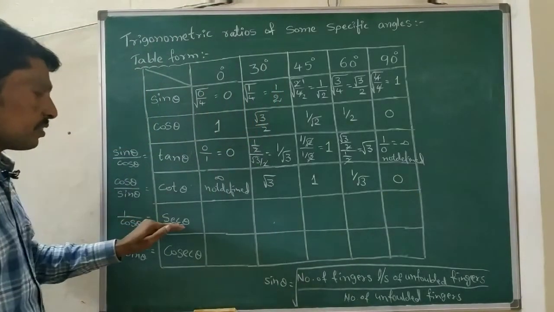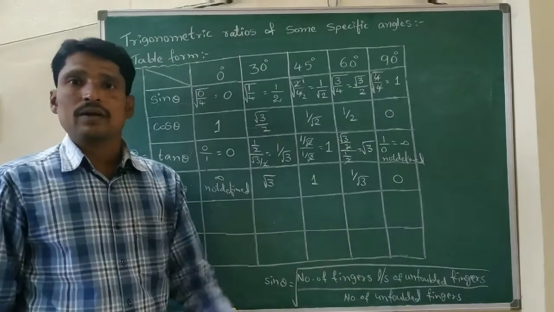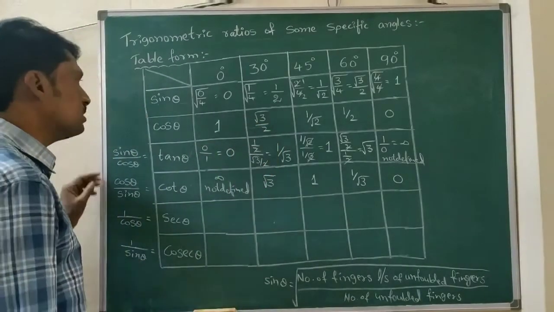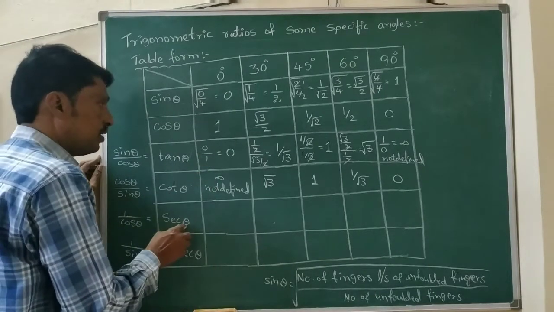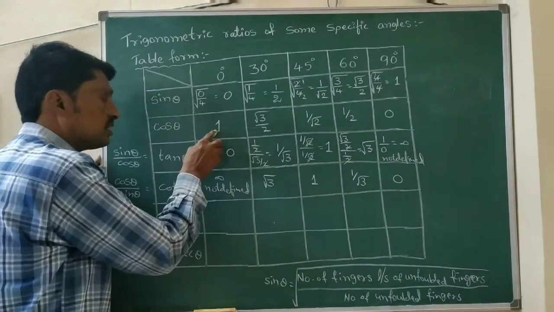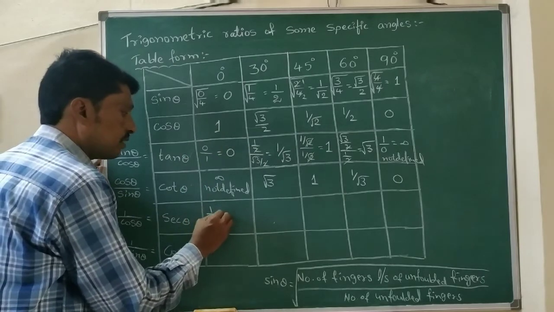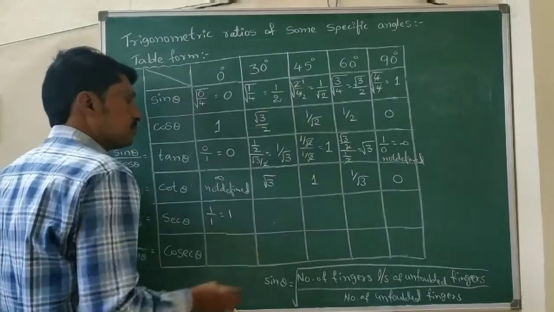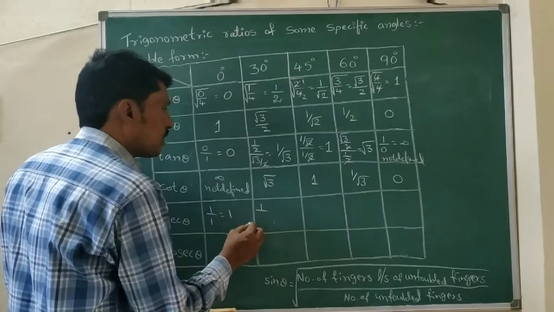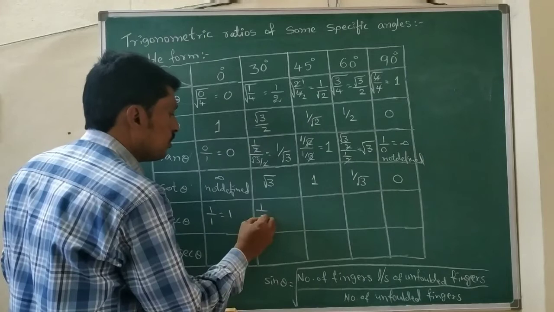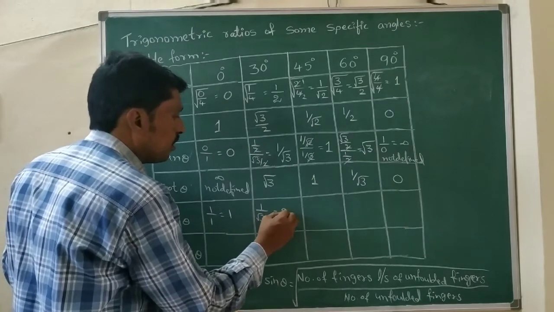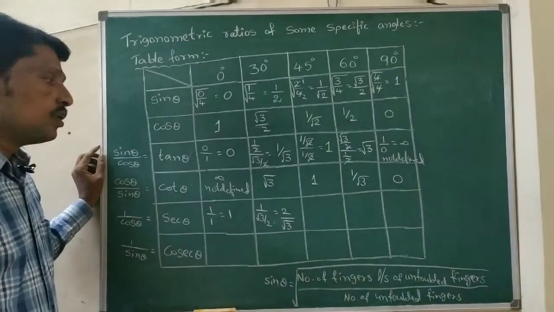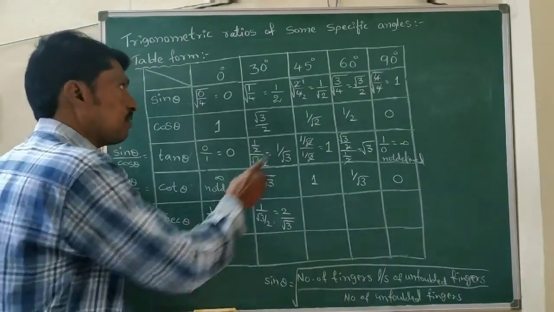Next one is sec. What is the multiplicative inverse of sec? 1 by cos, so sec theta is 1 by cos theta. Sec 0 is 1 by cos 0, which is 1 by 1, equal to 1. Next, sec 30 is 1 by cos 30. Cos 30 value is root 3 by 2, so the value we are getting is 2 by root 3.